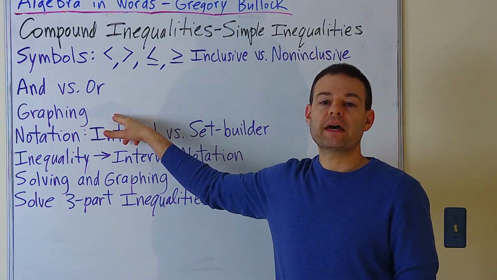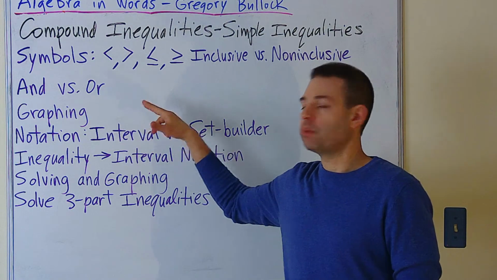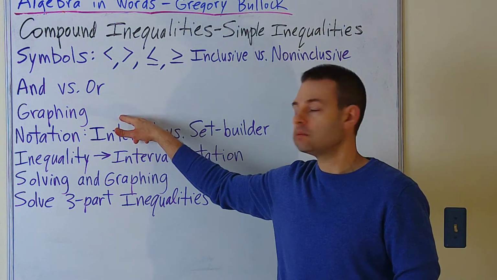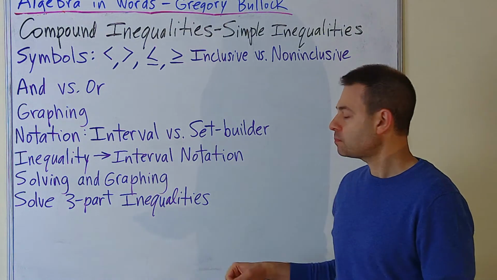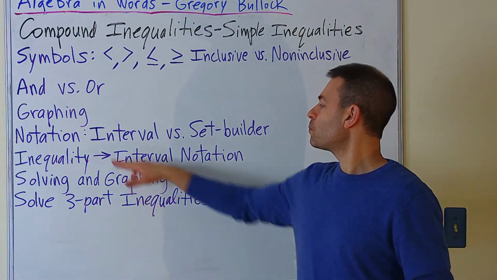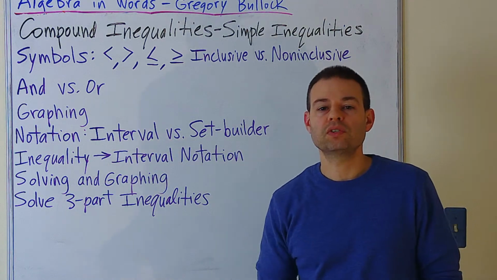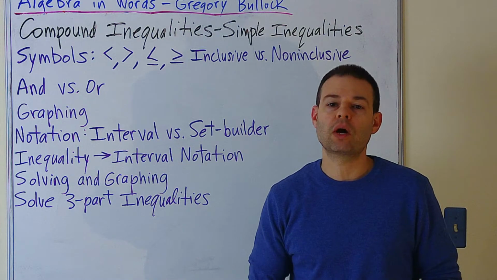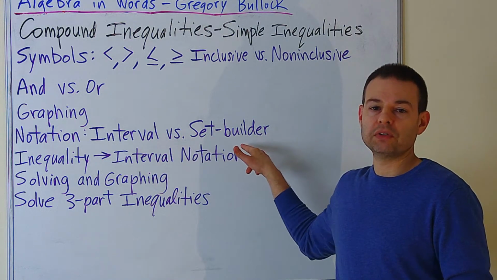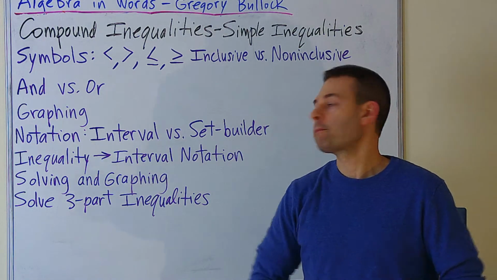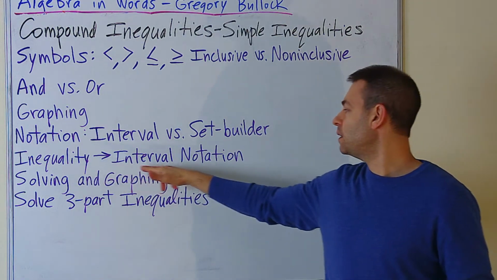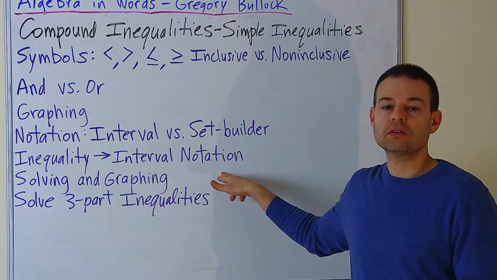We're going to be looking at graphing inequalities, both simple and compound. I'll explain the two of those. We're also going to do a review of simple inequalities. Then we're going to look at notation, which is the way that you write or report inequalities. And there's two types. There's interval and what's known as set builder. We'll look at both of those. Then we're also going to look at converting an inequality into interval notation.